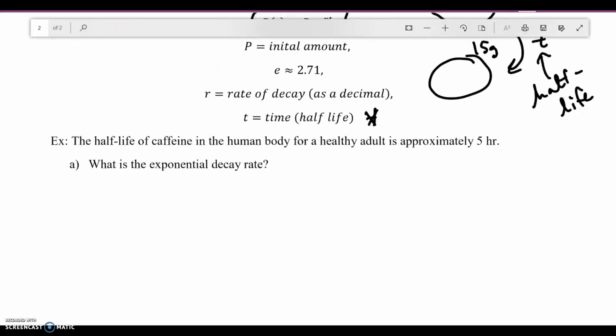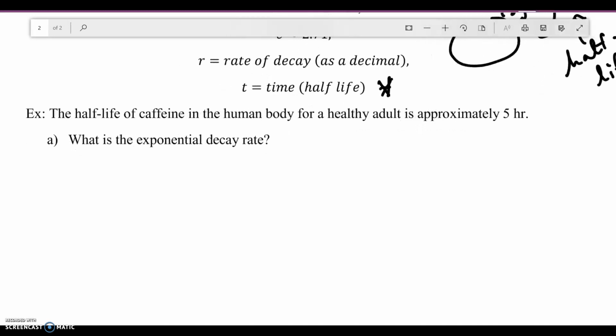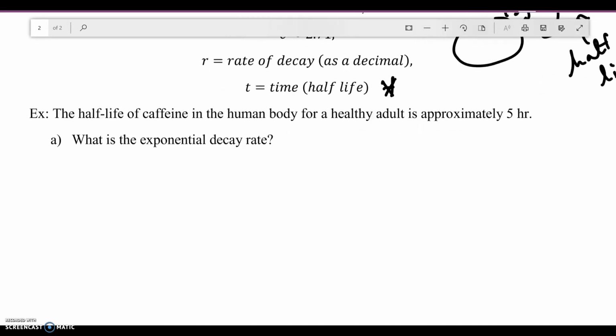The half-life of caffeine in the human body for a healthy adult is approximately 5 hours. So what is the exponential decay rate? First, let's write down our formula: P of t is equal to P e to the negative RT. Just like the other problem, I don't know how much is initial. I know that the time, which is the half-life, is 5 hours. I don't know my rate; that's what we're solving for. We want to find the rate.